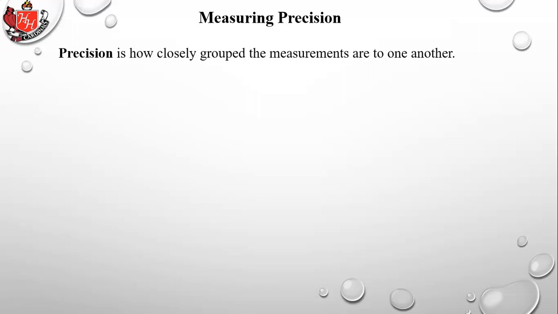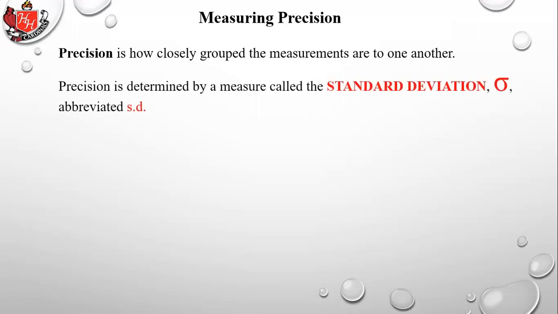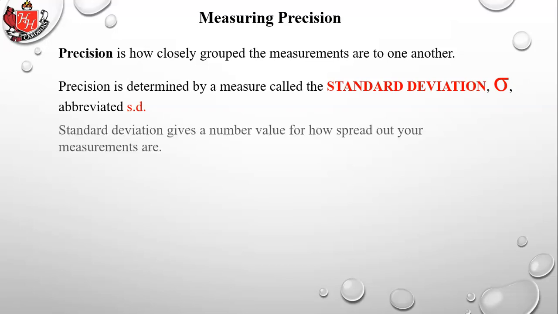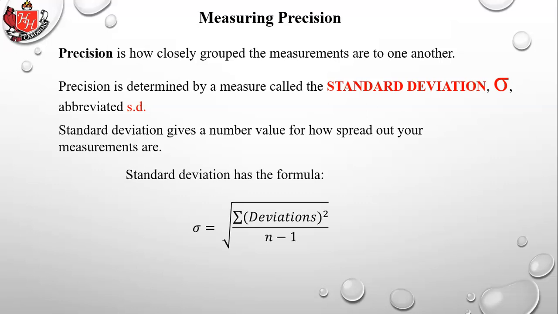Precision is how closely grouped the measurements are to one another. So precision is determined by something called the standard deviation, and that's the Greek letter sigma. It looks like a sideways lowercase a or whatever you want to make that out to be. So that's sigma, and it's abbreviated SD, standard deviation. Standard deviation gives a number value for how spread out your measurements are. So there's the formula. It's kind of not a real pretty looking formula. So let's just work one or two examples with this formula.